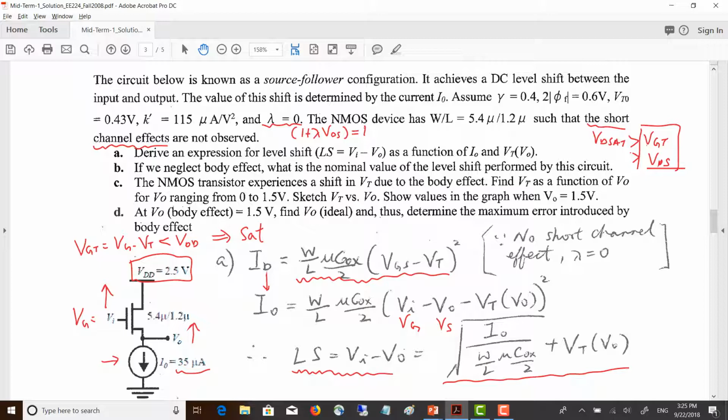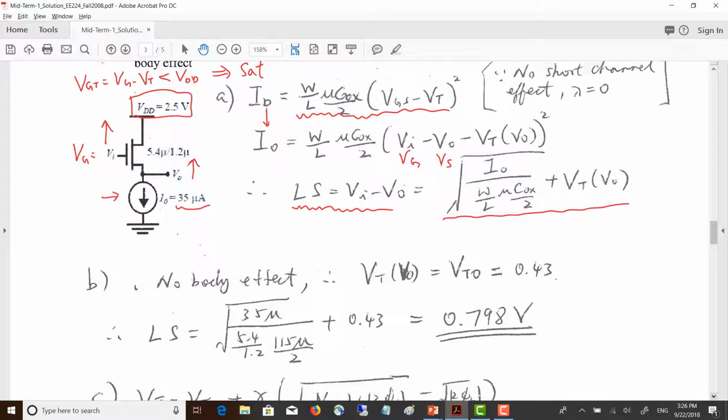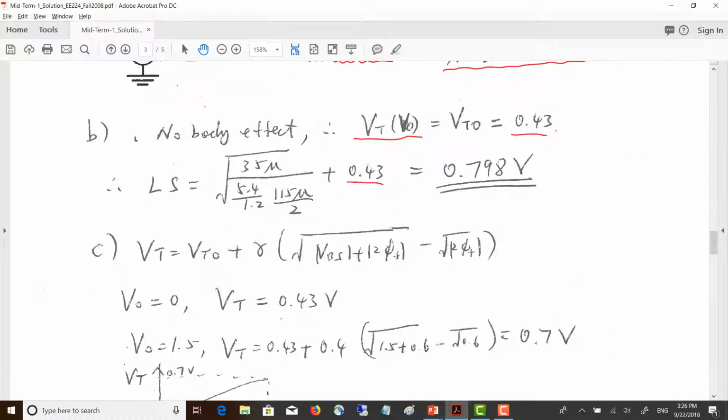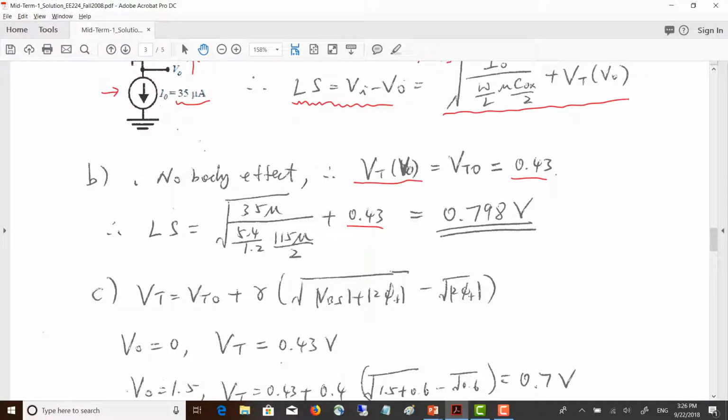Now, the second part is that what if we neglect the body effect, right? If we neglect the body effect, then for the level shift we just substitute the Vt of V0 by the regular Vt, which is 0.4543, right? Then you get level shift equal to 0.798. And then the third part is, what is the change of Vt when we take body effect into account?